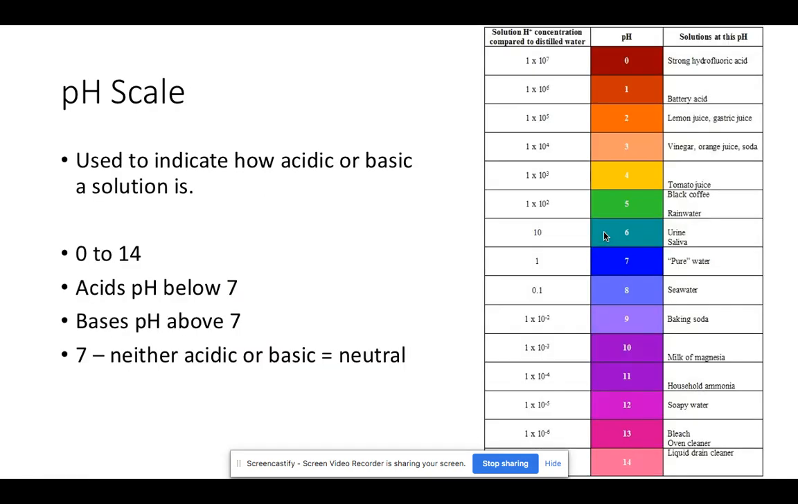Our pH scale is used to indicate how acidic or basic a solution is. So our scale goes from 0 to 14. Acids are pHs below 7, and bases are pHs above 7. 7 is our middle. It is neither acidic nor basic. It is considered neutral.